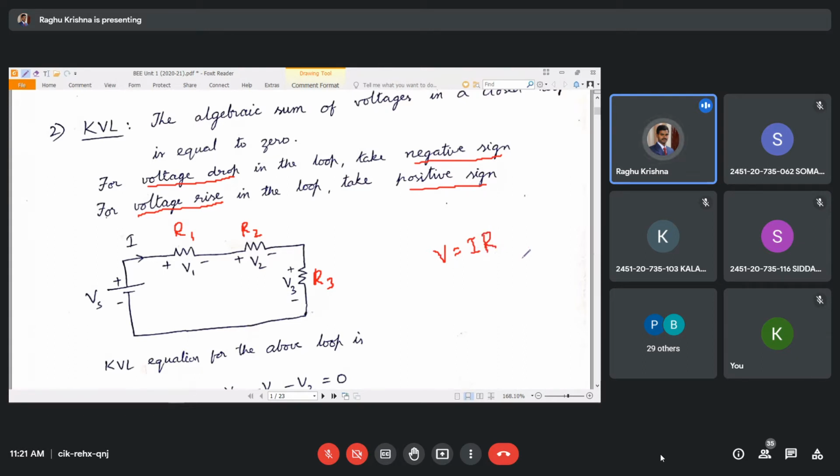So here V equal to IR, where V is the voltage across the resistor, which is directly proportional to the current flowing through it. So V is proportional to I, and V equal to IR. So you know this one. So here, when a current flows through a resistor, there will be a voltage drop. So here, plus minus indicates voltage drop.